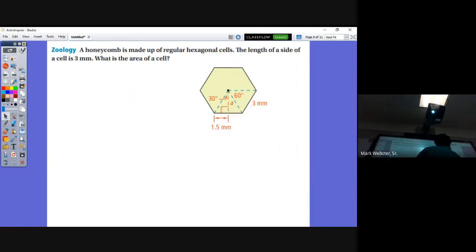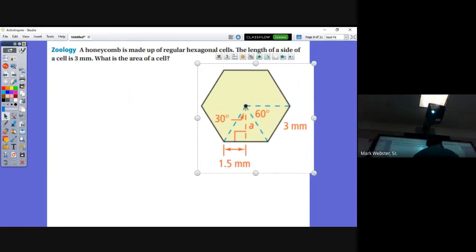All right? So once again, remember what I was saying is that they're not always going to give you the most helpful information. I'm giving you a little extra bit of diagram, but when they're just going to give you the side here, you've got to figure out the apothem yourself. Now we're lucky this is a hexagon, right?